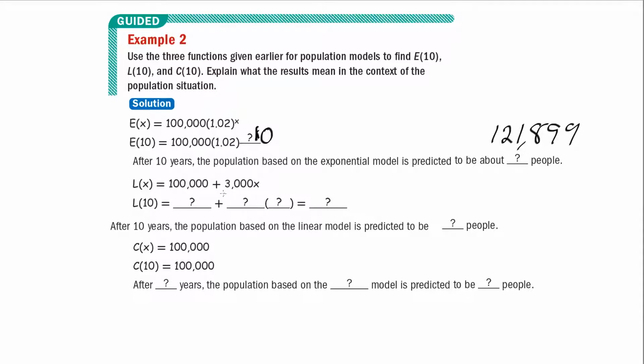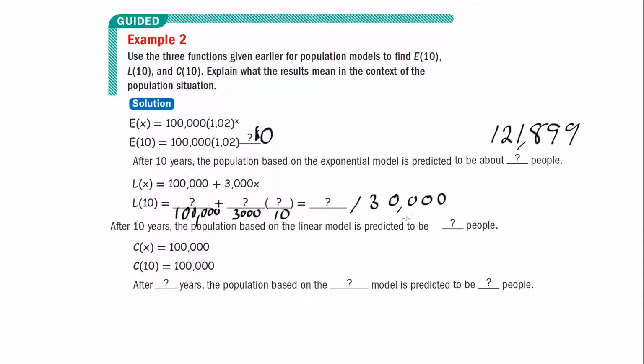Our linear function means that it just grows the same each year. So 100,000 plus 3,000 times x. So it'll be 100,000 plus 3,000 times x, which is 10, and our result for that calculation will be that we're at 130,000 people after 10 years.